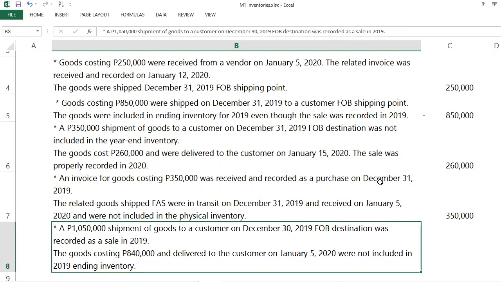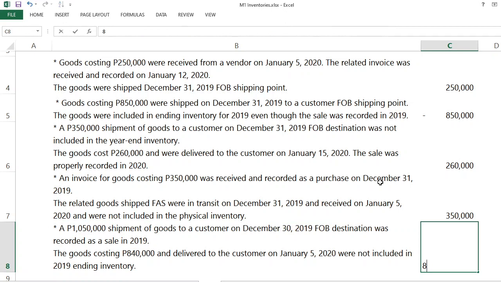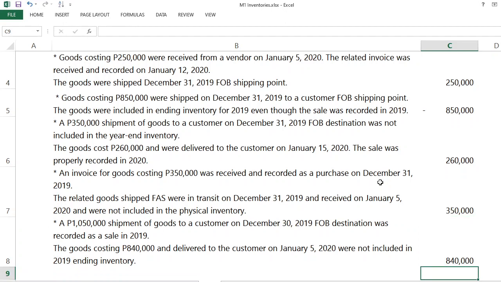Next, the 1,050,000 shipment to a customer. So, kinsa ta dire? Seller. Nagbaligya ta kay customer. FOB destination. So, kutob sa destination. Libre na to. So, ato apan eh. Okay. Niabot dito kay customer January 5. And, hindi din natin in-include sa ending inventory. Diba? Ato apaman eh. So, add. And again, we are concerned with the cost. And that is 840,000.